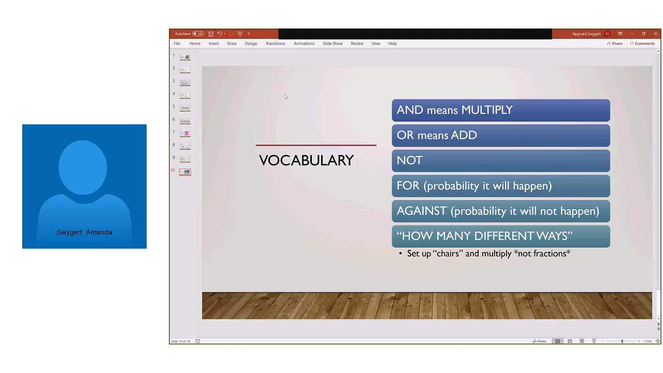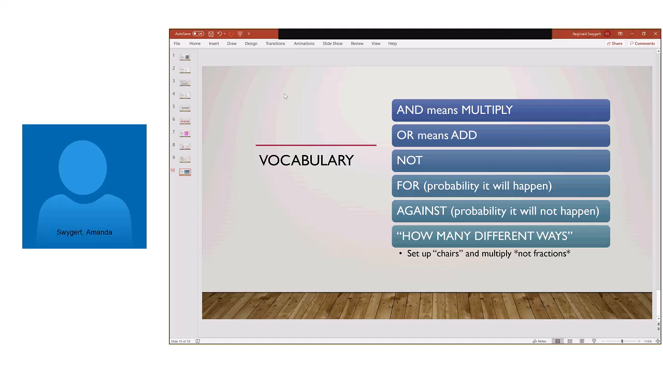Okay, the words "for" and "against." For, we're saying what's the probability that it will happen. Against, what's the probability that it will not happen. We're going to look at some voting types of examples, and you're going to see that a lot, where they may look at the probability that people are for the candidate and the probability that they are against the candidate, which is again just the difference between the two. All of those we just went through, "and," "or," "not," "for" and "against," are going to be answers that are fractions, decimals, or percentages, just like what we talked about.